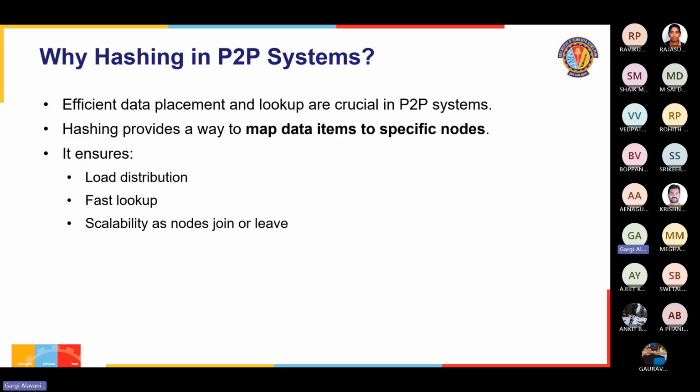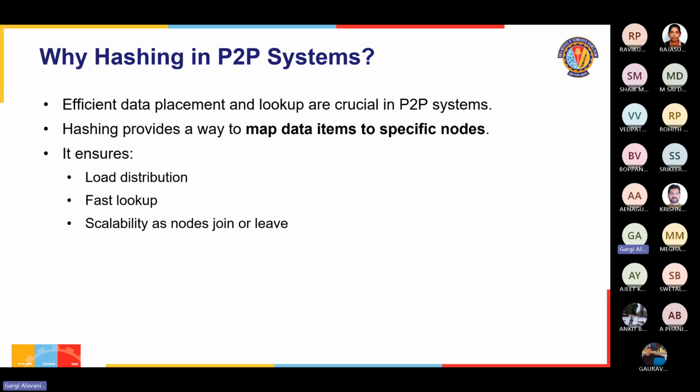So coming back to the question we just discussed in detail, why do we need hashing in a P2P system? We have many nodes storing and sharing data. A major challenge is where do we store a particular piece of data and how do we find it quickly? Hashing is what helps us solve this. It's a mathematical function which will take an input like a file name or a key, and it will output a fixed size value.